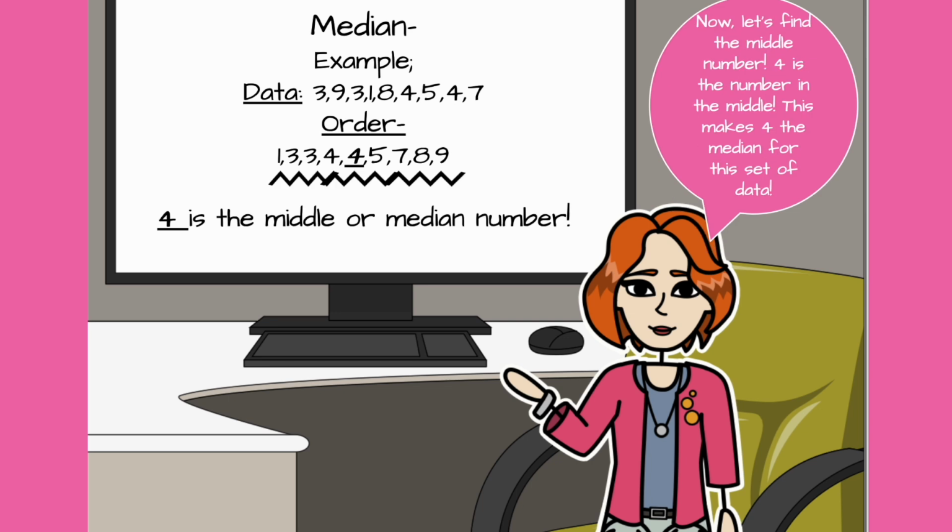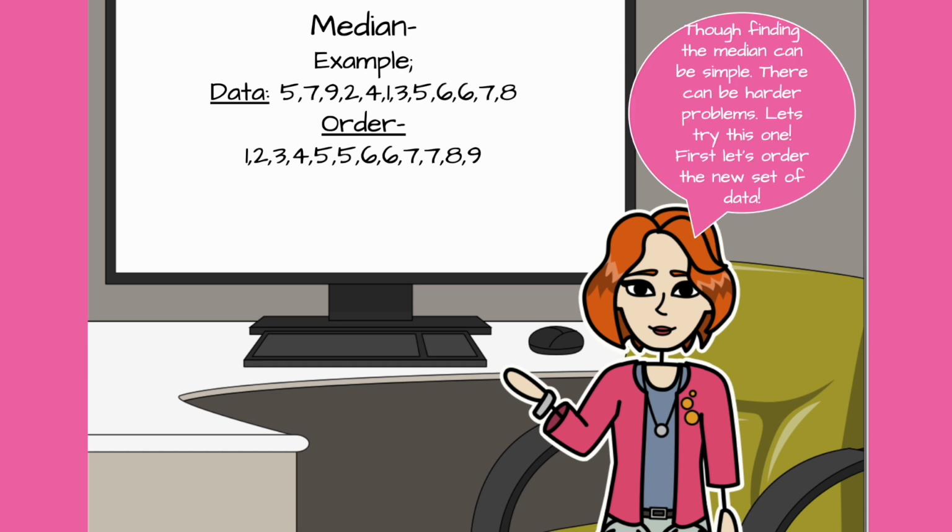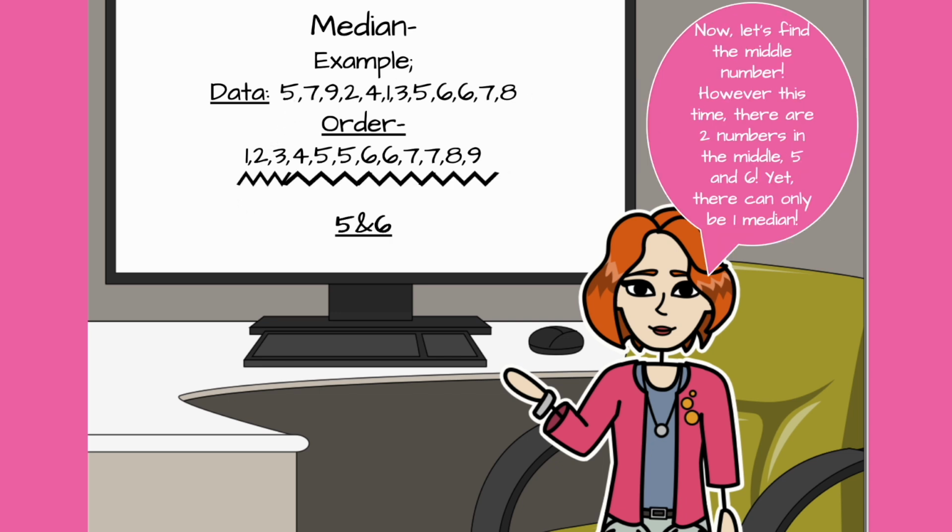Now let's find the middle number. 4 is the middle number. This makes 4 the median for this set of data. So 4 is right in the middle, which makes it the median. Though finding the median can be simple, there can be harder problems. Let's try this one. First, let's order the new set of data.